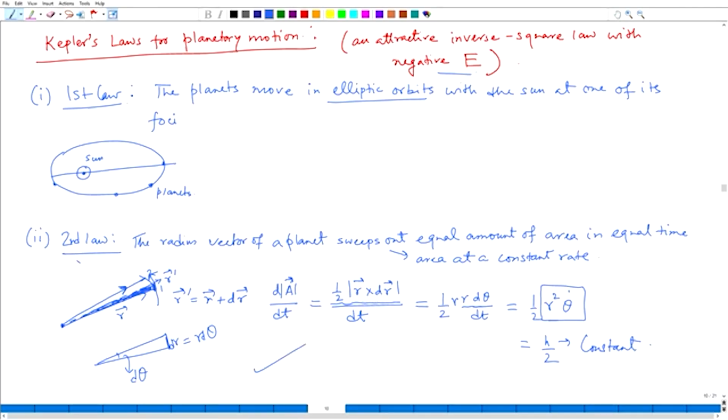Now, for Kepler's second law, this is a general conclusion which is true for any central force, whereas the first law is only true for planetary motion. So the first law needs the force law to be inverse square, attractive, and the total mechanical energy to be negative, whereas the second law is much more general.